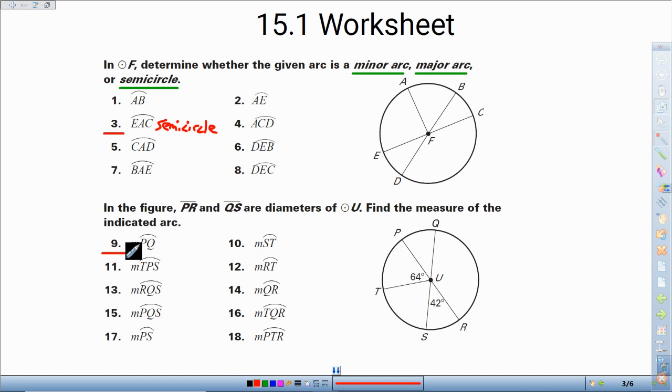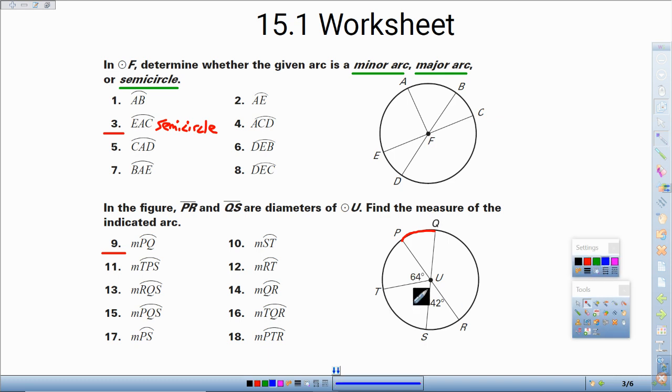They want the measure of arc PQ. Let me highlight it. There is the arc we're asked to find. Okay, so here's what I'm thinking. If I can find this central angle, I will be able to get the measure of this arc because remember, the measure of a central angle and its intercepted arc are the same. All right.